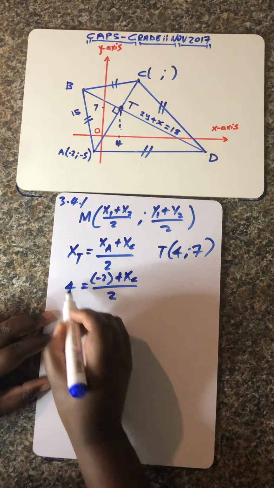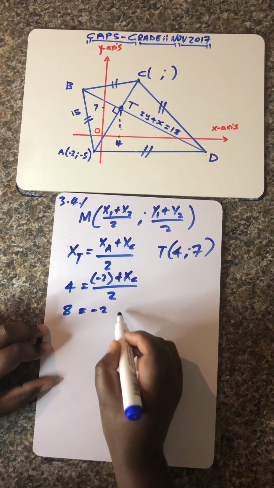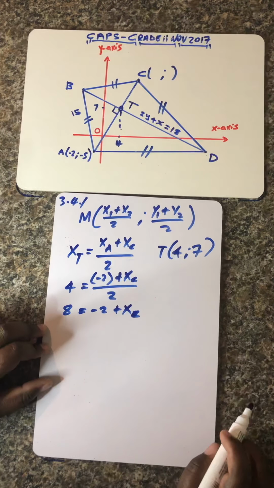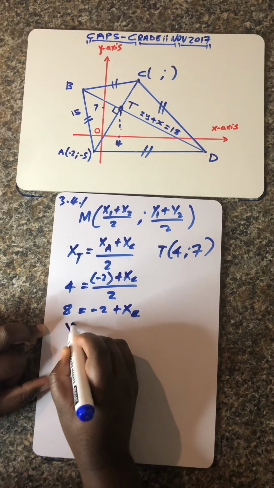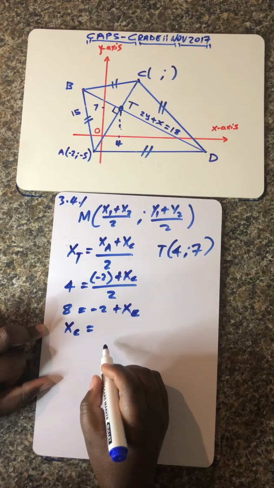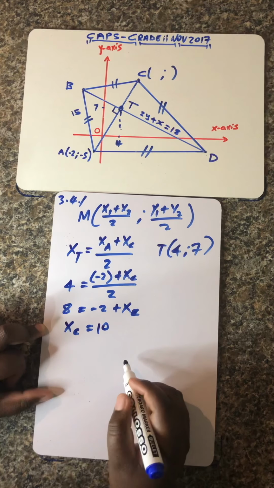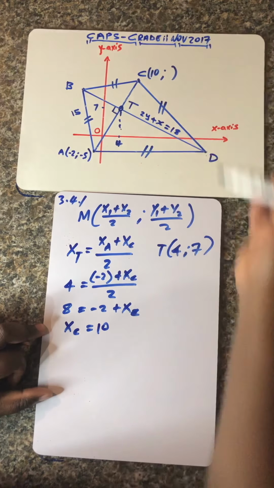So this times that, 4 times 2 is 8, which equals -2 plus x at C. You take it to the other side, so x at C equals, remember when you take it to that side it becomes positive, you add it to 8, then it's 10. So that means x at C is 10.